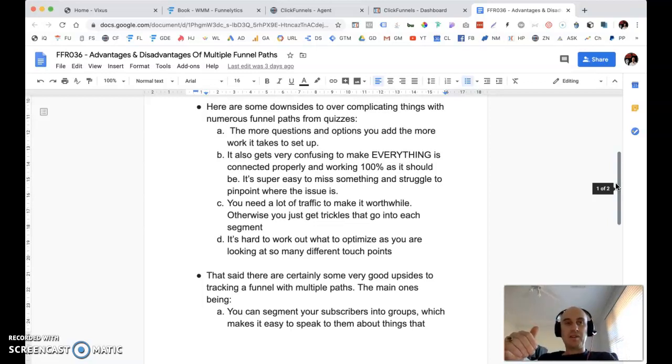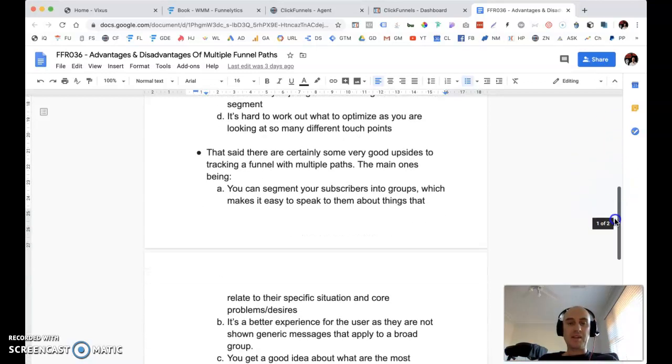So if you are doing a survey, that's why I recommend that you keep it to as few questions as possible, and also as few options to answer as possible. Otherwise, on each page, you're just multiplying it continually for the amount of different options. But that said, there are certainly some very good upsides to tracking a funnel with multiple paths.